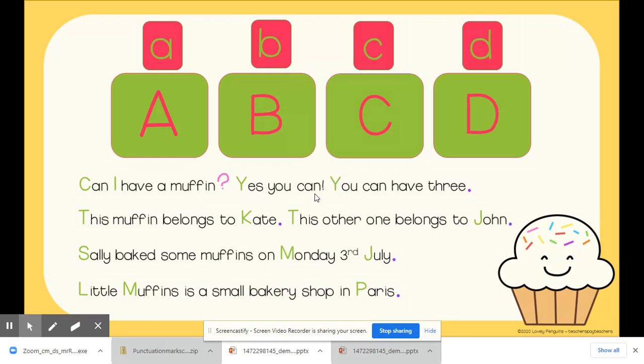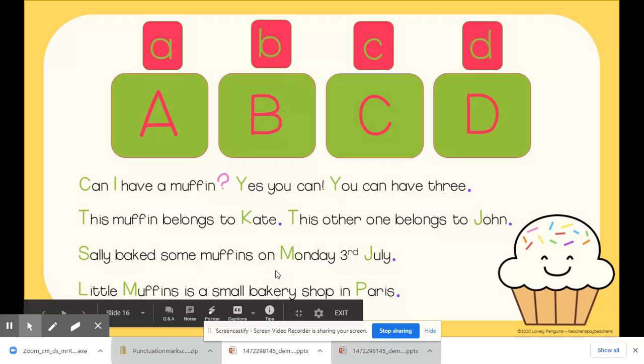Can I have a muffin? Yes, you can. You can have 3. This muffin belongs to Kate. This other one belongs to John. Sally baked some muffins on Monday, 3rd of July. Little Muffins is a small bakery shop in Paris.